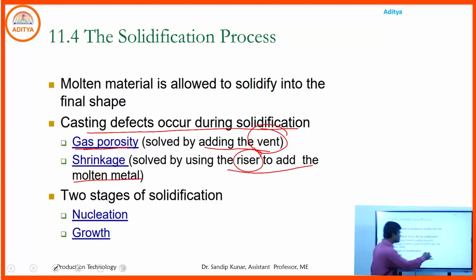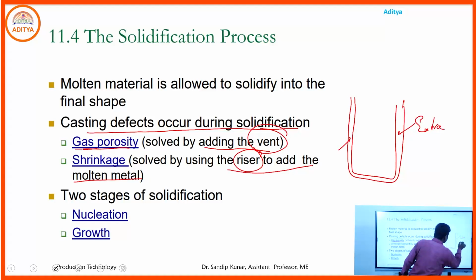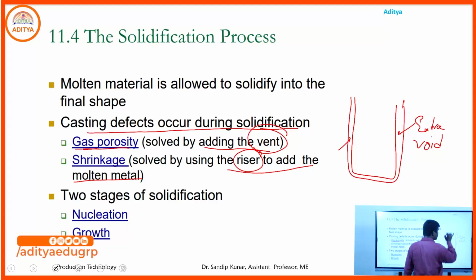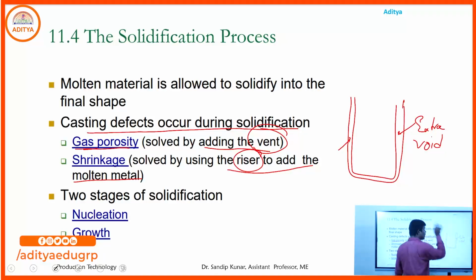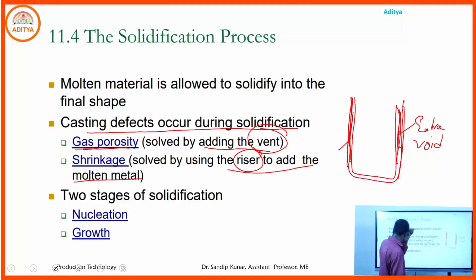As I have already shown, if it is the mold cavity, after solidification some extra voids will be created, which means extra space will be created. For filling up those extra voids, the extra material comes from the riser and fills up those voids, and the particular shape will be produced as per the mold cavity.